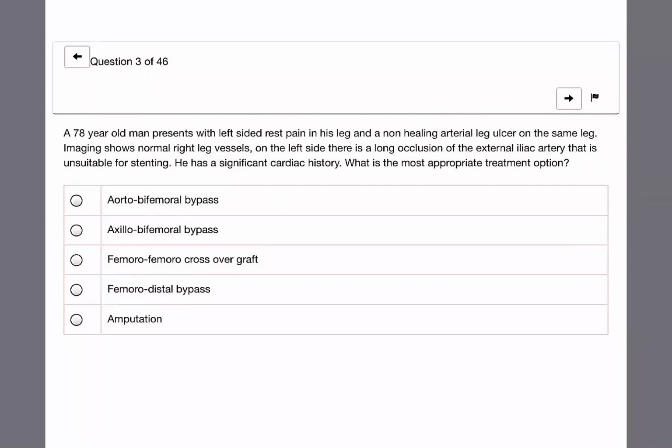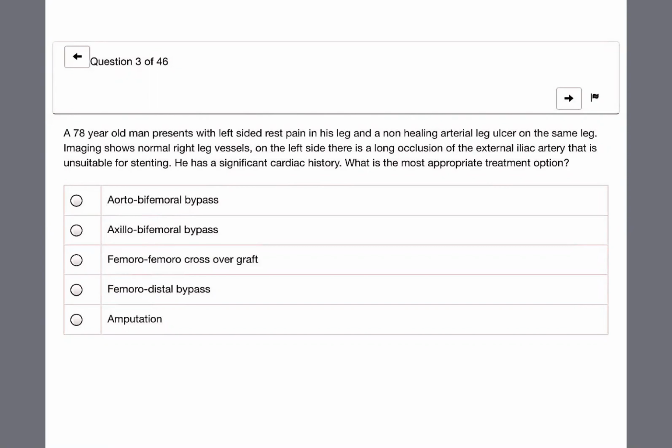Okay, let's think here. The patient is unsuitable for stenting, so he will be amenable for which surgery? So amputation. Bypass surgery. Why bypass? Why amputation? Yes, the occlusion in the external iliac.